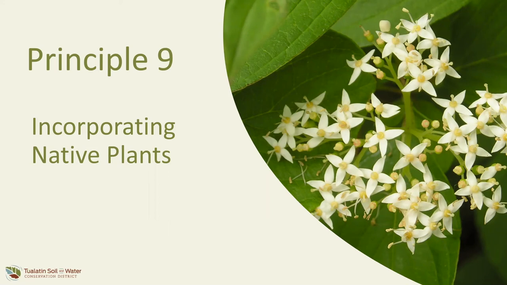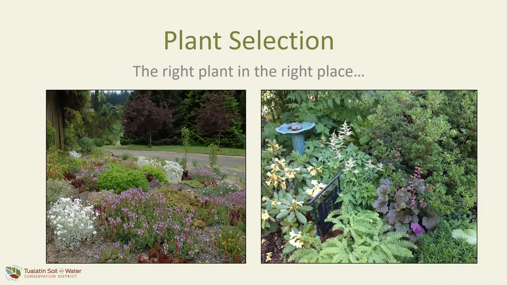So this principle is all about putting the right plant in the right place. And one way to think about this, we keep mentioning, is to try mimicking the plant communities that you see in nature. So if you have a particularly wet area of your property, think about the groups of plants you might see in a wetland. Or if your property is shaded by large trees, think about the types of plants you may see in a forest understory.